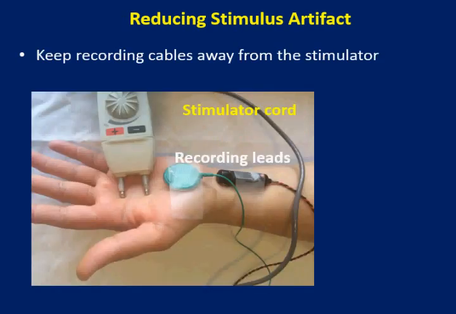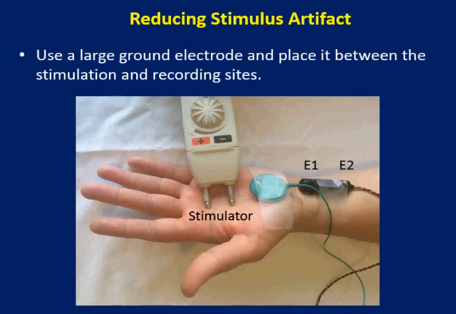The stimulator cables also act as antenna and give electromagnetic radiation. Hence, they should be kept away from the recording electrode leads. Overlap between these cables often gives significant stimulus artifact. A large ground electrode placed between the stimulation and recording sites may be more efficient in reducing the stimulation artifact.